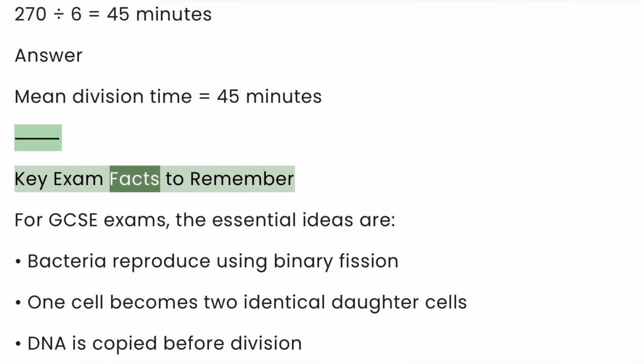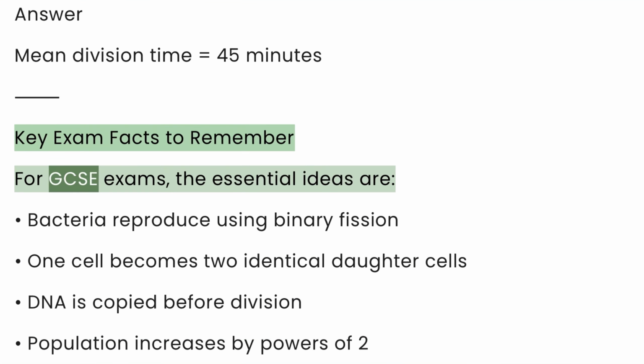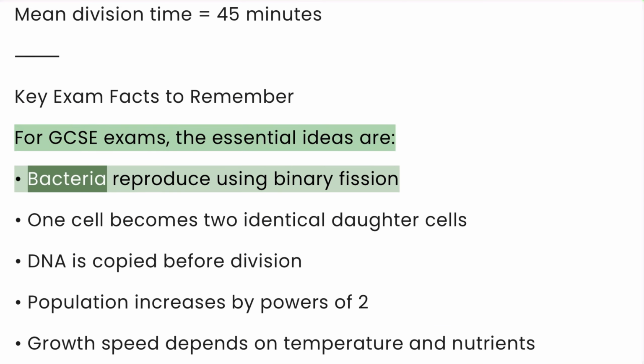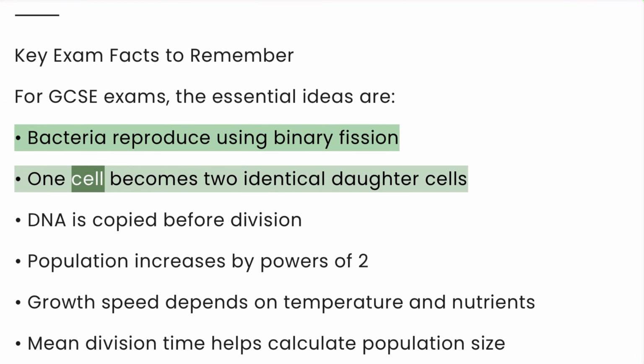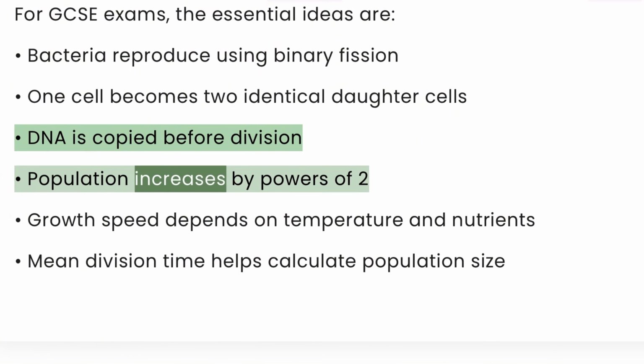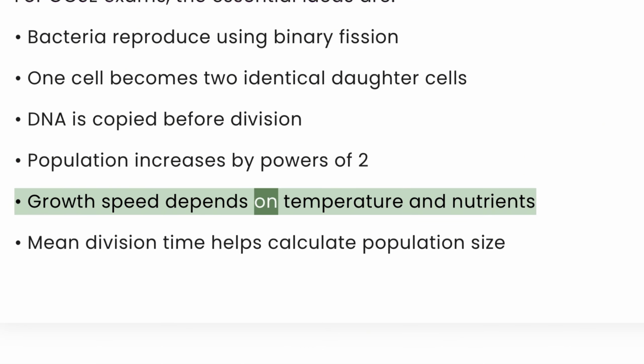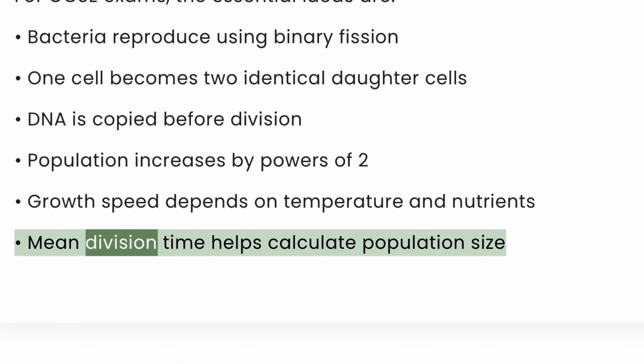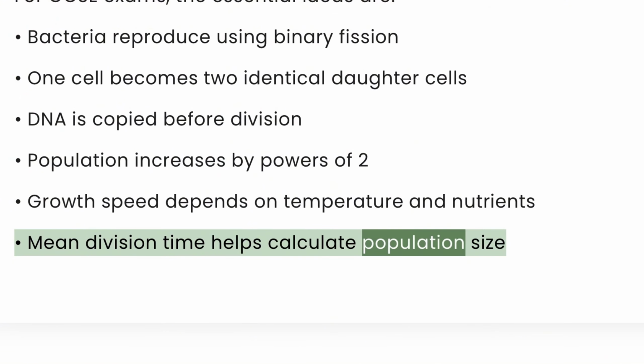Key exam facts to remember. For GCSE exams, the essential ideas are: bacteria reproduce using binary fission. One cell becomes 2 identical daughter cells. DNA is copied before division. Population increases by powers of 2. Growth speed depends on temperature and nutrients. Mean division time helps calculate population size.